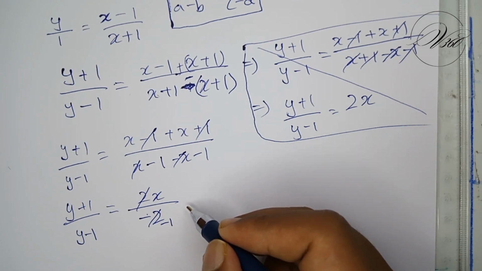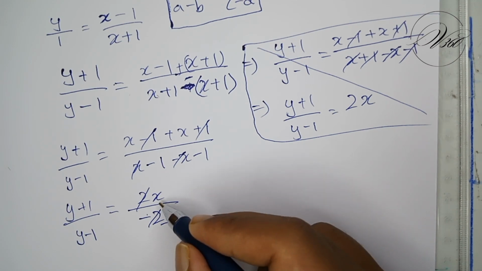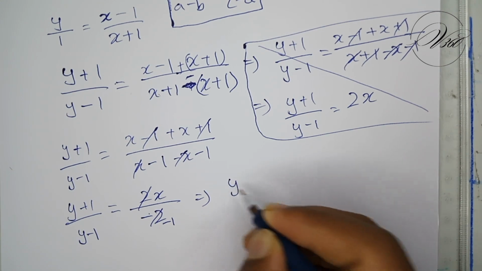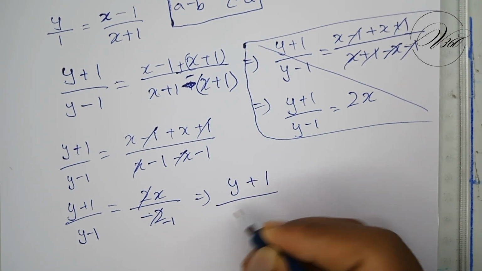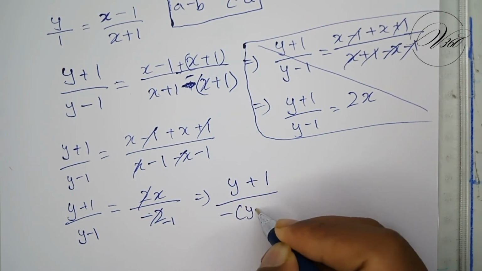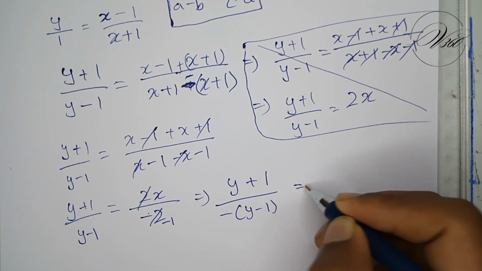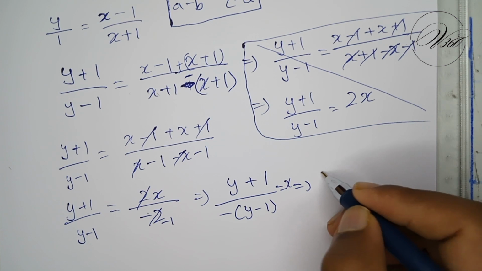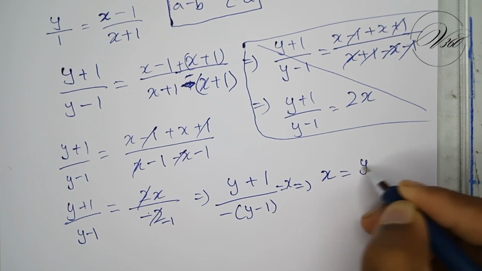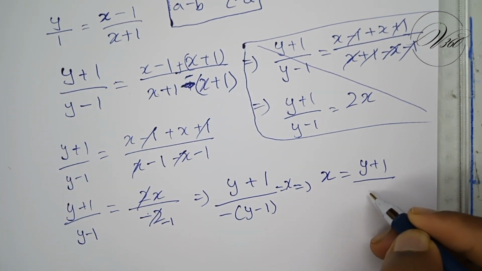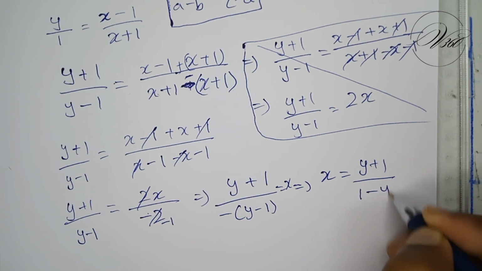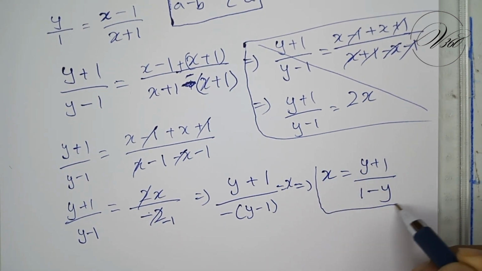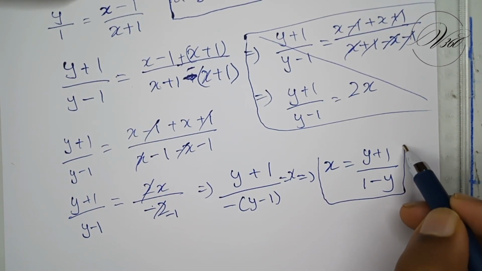No, so here it will be transferred y plus 1 by minus of y minus 1. So this is equals to x. So here x is equals to y plus 1 by 1 minus y. Okay, I think you all have understood this. This is the first equation.